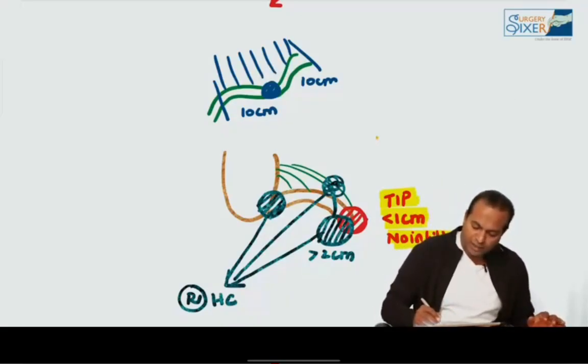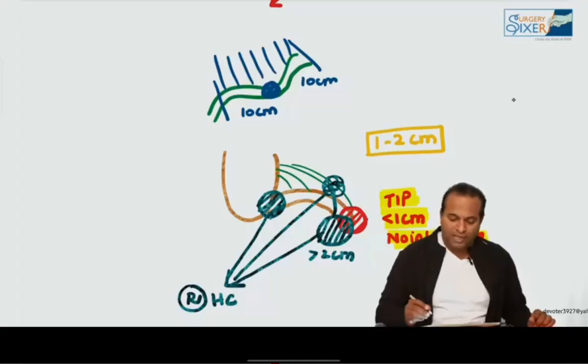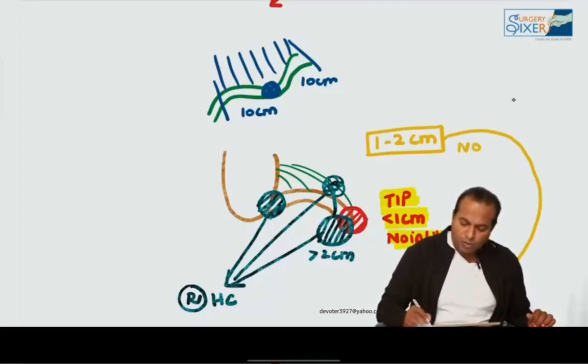Then what about 1 to 2 centimeters? 1 to 2 centimeter tumor. If it is a 1 to 2 centimeter tumor, we can also do appendicectomy if there is no mesoappendix infiltration.